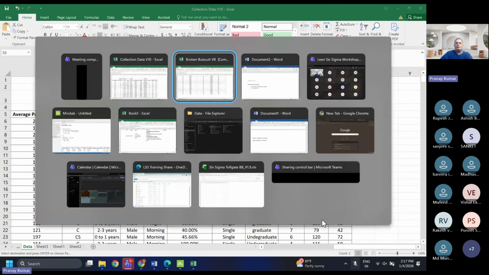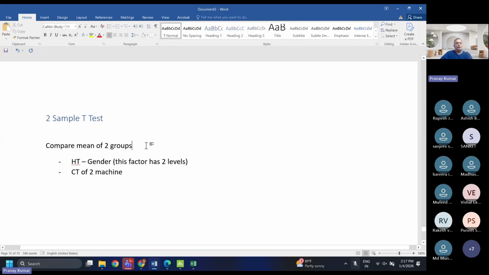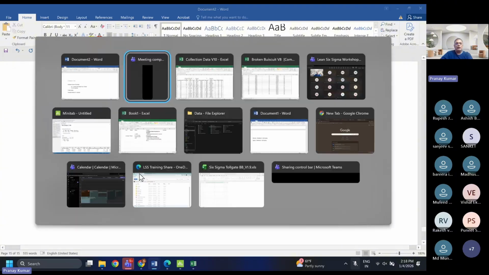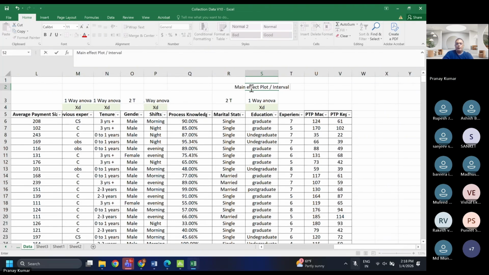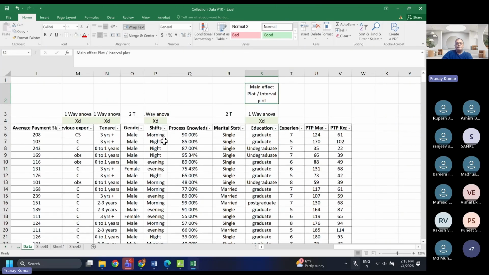So if I am looking at comparing mean of two groups, I am doing two sample T. If I am looking at comparing mean of more than two groups, I am looking at doing one-way ANOVA. And the graph that we build, the data visualization tool that we use in such cases, is referred to as main effect plot. Another graph is interval plot. Let's try doing them and then we move further.